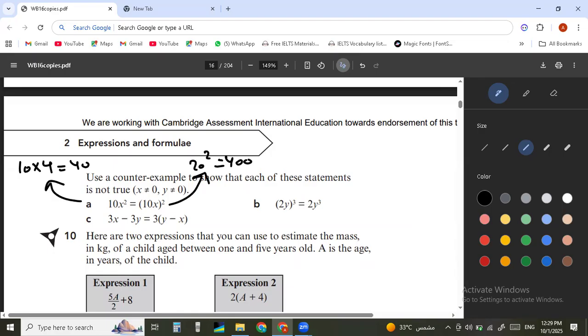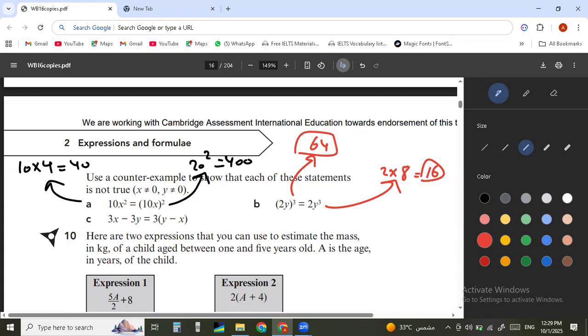The other one over here, I'm going to use a different color. I'm going to use also Y equals 2. So 2 times 2 is 4. 4 cubed is going to become 64. While 2 multiplied by 2 cubed is 8. So 2 times 2 cubed is 8, which is giving me 16. So yes, they are not equal. They just wanted to show that they are not equal, that this is not true.